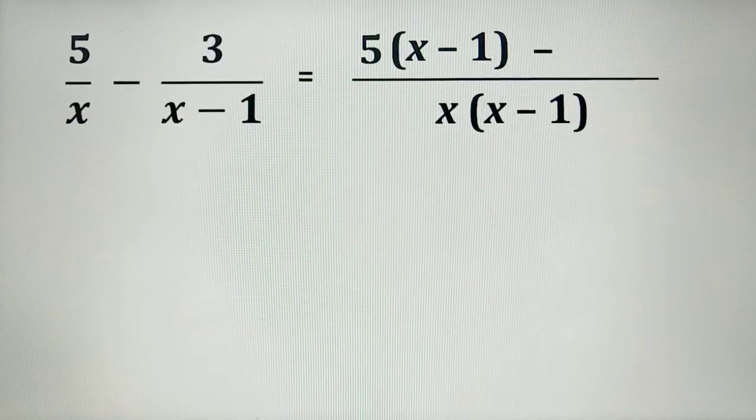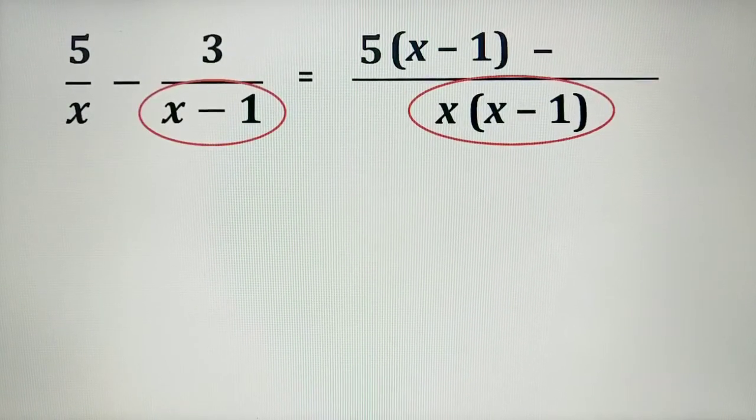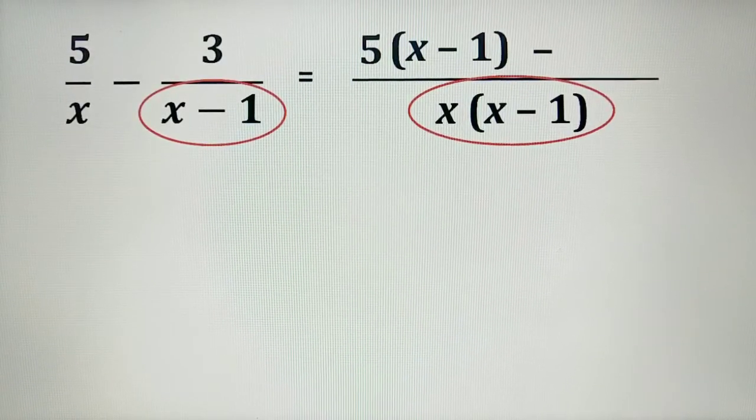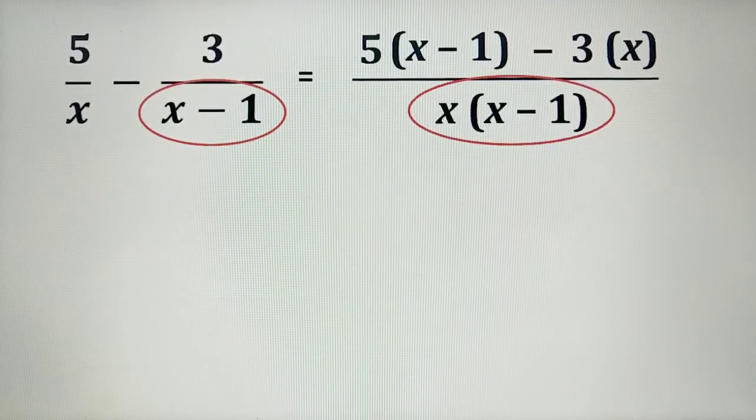Then minus x times x minus 1 divided by x minus 1. The answer is x, because we can cross out x minus 1. Then we will multiply it to the numerator 3. That's why we have 3 times x.